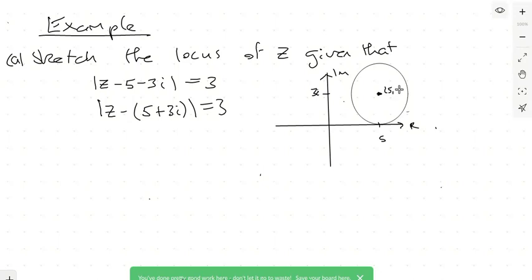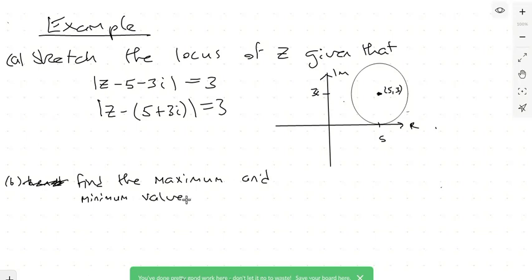Now, an interesting way to finish off this question is when they say something like, hence find, or just find the maximum and minimum values of arg z.